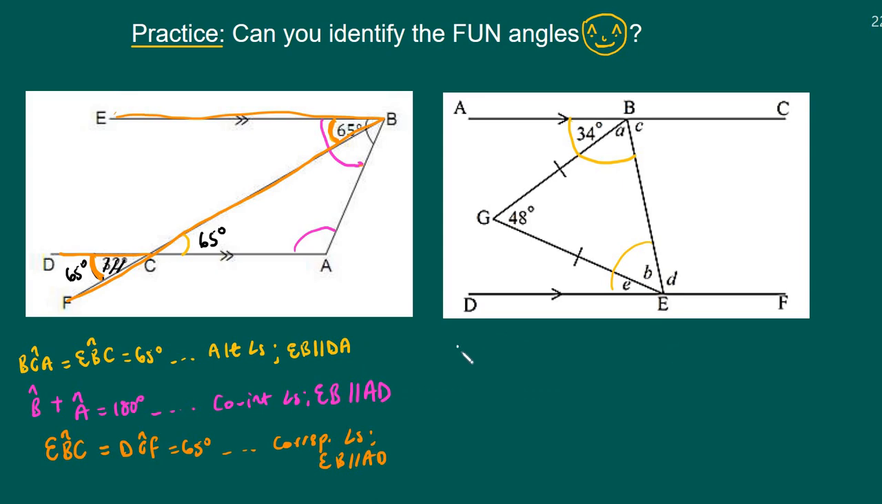So ABE plus DEB, they add up to 180 degrees. Why? Because those are co-interior angles. That is a good one. Why? Remember this, because AC is parallel to DF. Great, that's a nice pair. Any other pair?